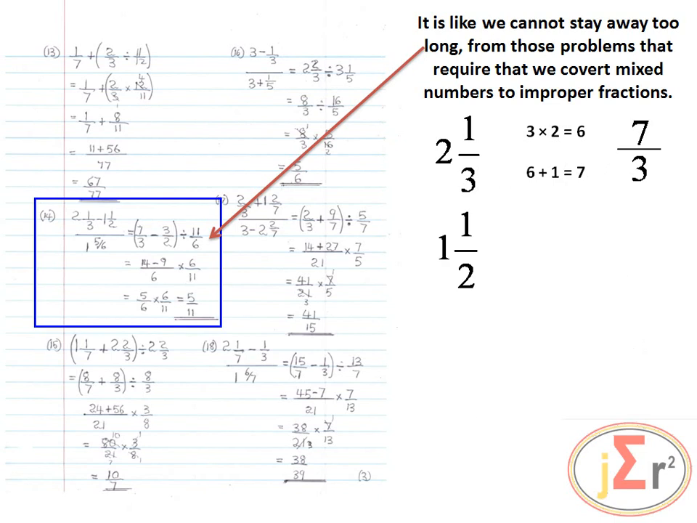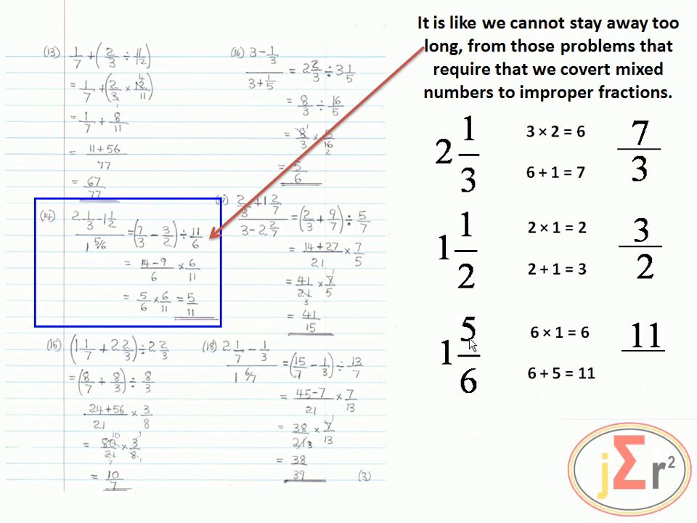Then we have 1 and 1/2, or 3 over 2. So 2 times 1 is equal to 2, and then 2 plus 1 is equal to 3, and that is the new numerator, and the denominator is the same. So we say now 6 ones are 6, 6 plus 5 is 11, 11 over 6.